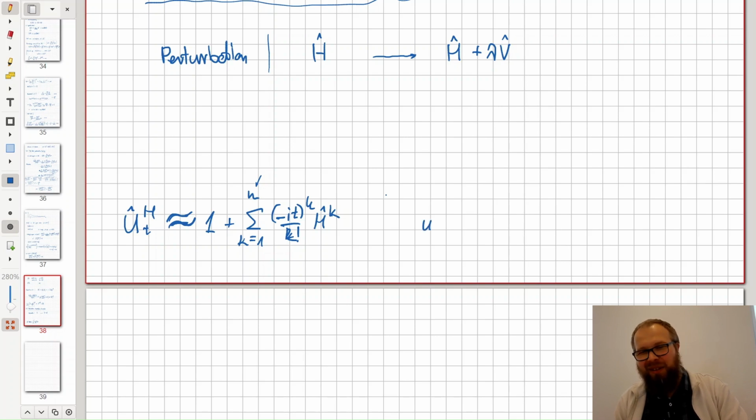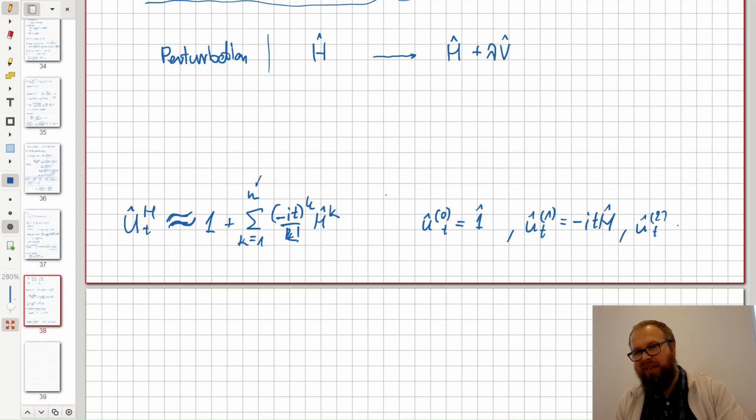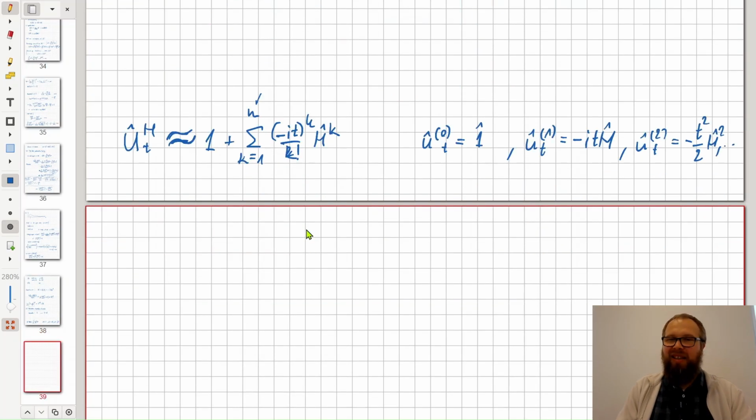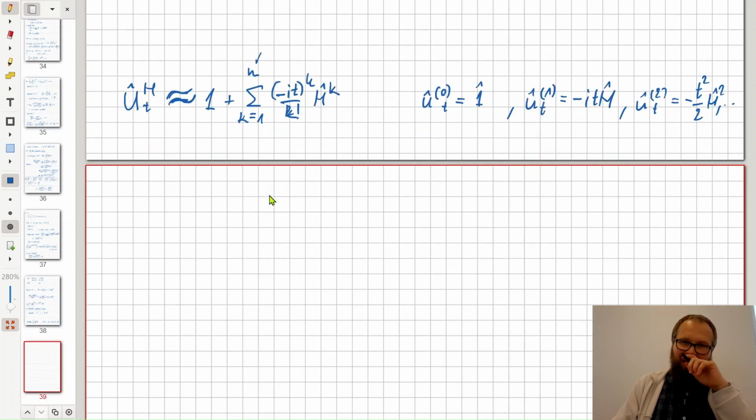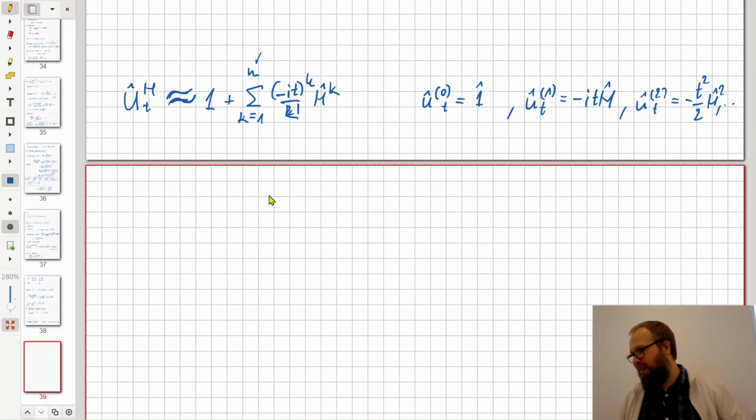So we have our zero order term, which is just identity. We have the first order term, which is minus itH, and the second order term, minus t squared divided by 2 H squared. And let's not go further, okay? So these are mathematical expressions. You can sum them up to get our result with some accuracy. If t is small, that would be even good accuracy. But the idea is to interpret them somehow, maybe translate them into some diagrams.